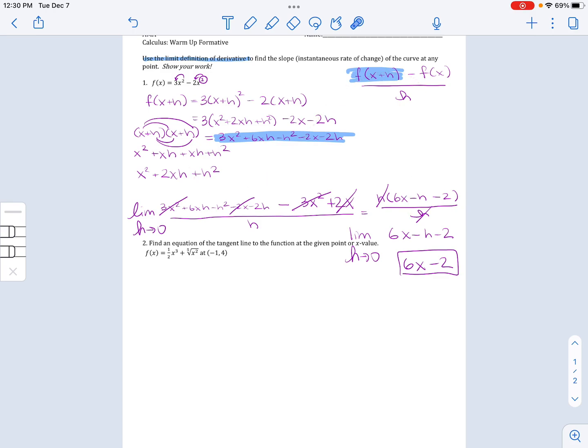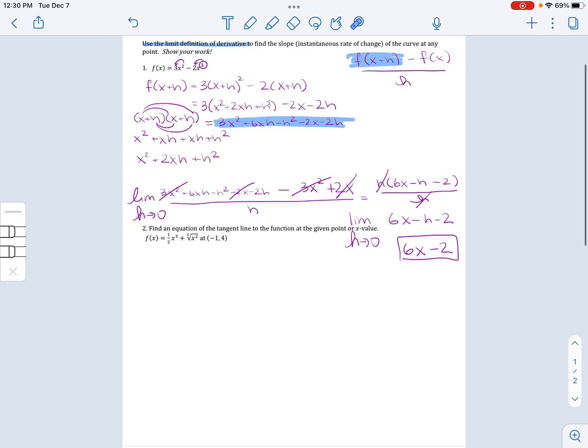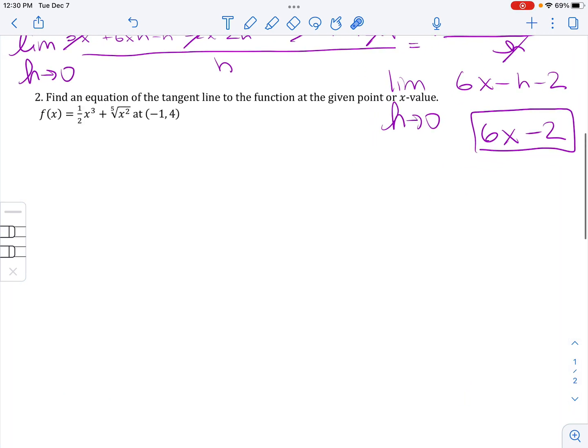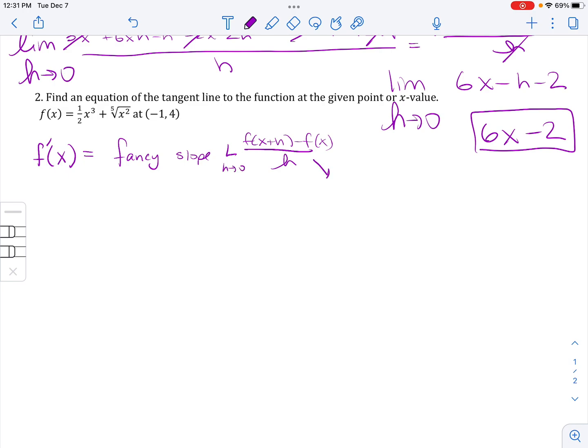So I tried to pick a little bit more complicated problems so that you could see all the steps. So that's what I want to do, the second part. I still want to find the derivative, and the notation for the derivative is this, that f prime of x is just the fancy slope, f of x plus h minus f of x all over h, as the limit as h approaches 0, but I want to use the shortcut. So the shortcut's pretty straightforward.